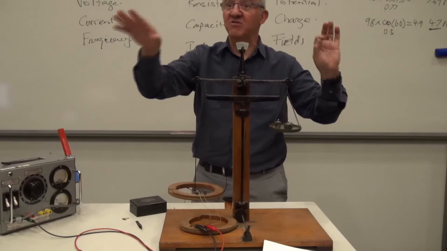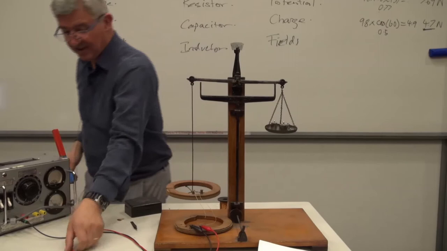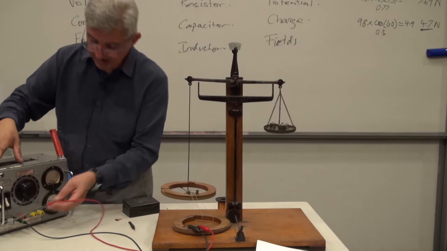Does that make sense? Now watch this. So there we go. And it's now hitting on this side. It's pulled that down. Now what I'm going to do is I am going to pass a current through that coil. And the interesting thing is that I have a similar current passing through the other coil.